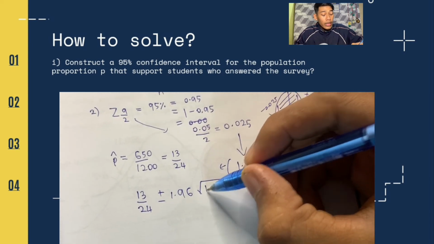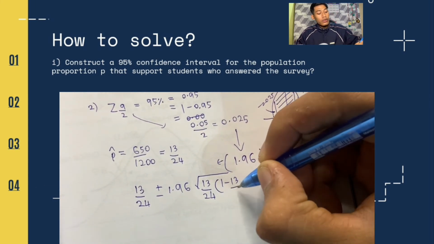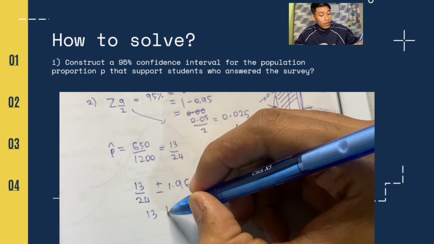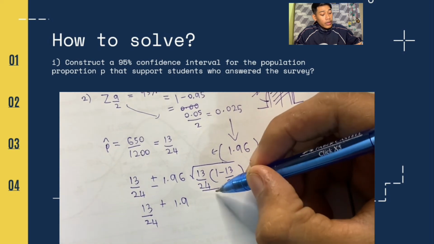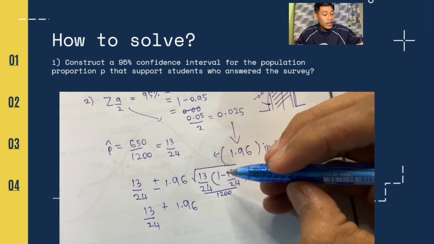So we put it in the formula at Z alpha divided by 2. So we write 13 divided by 24 as the P proportion, plus minus 1.96 as the significance number, times square root of 13 over 24 times 1 minus P proportion divided by all of the students. So the overall students is 1200. So n is 1200. Alright.